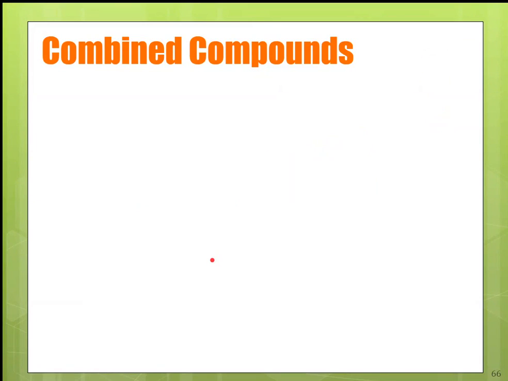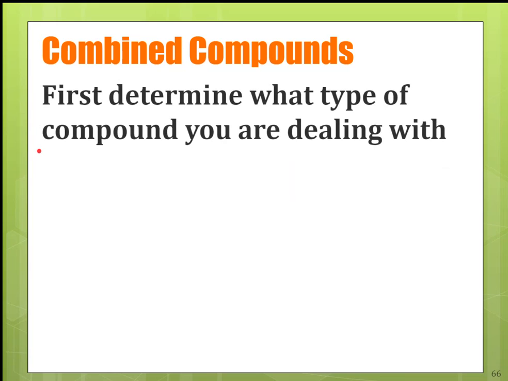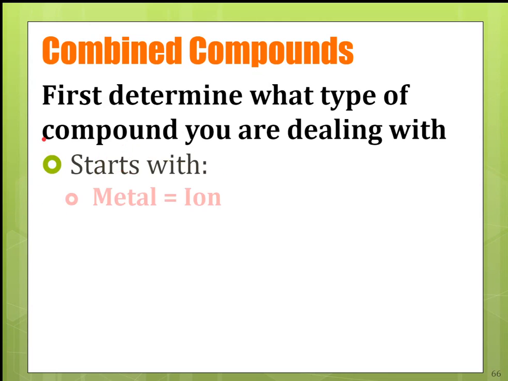...is what happens when they're all thrown together willy-nilly, because that is how life works. Acids, ions, and molecular substances all tossed in a huge mix. Number one, figure out which one you're dealing with. You really should know, that way you know what set of rules to use. It's all based on what it starts with. If it starts with a metal, it's totally an ion.